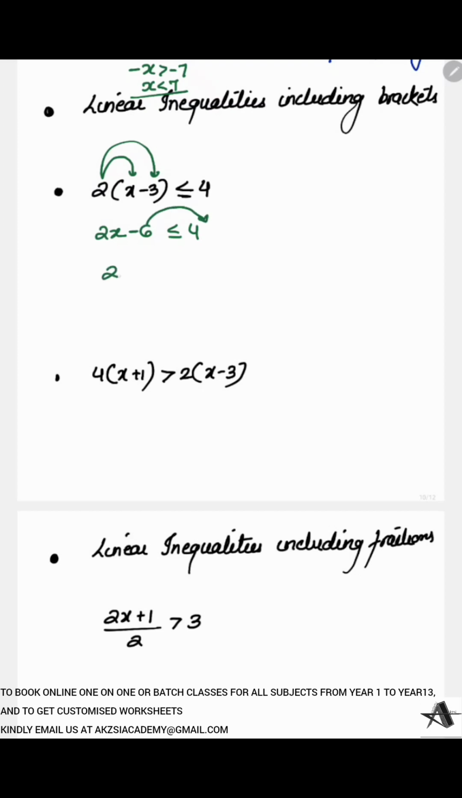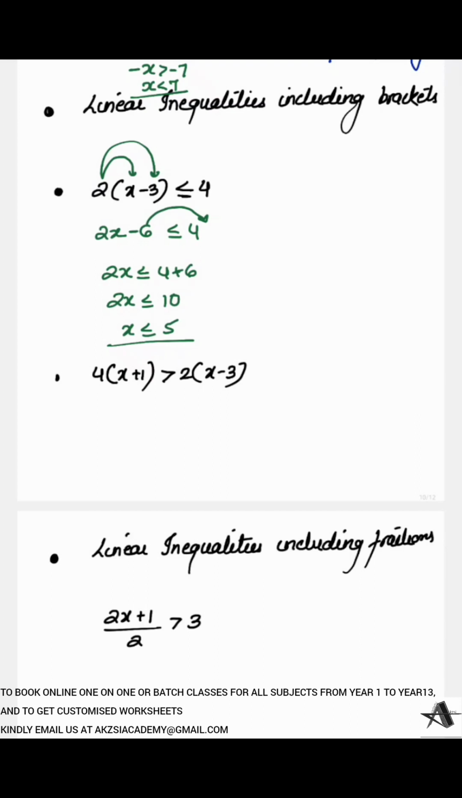You will get 2x less than or equal to 4 plus 6. 2x is less than or equal to 10, obviously 6 plus 4 is 10. And finally, to isolate x, we need to divide both sides by 2. So x is less than or equal to 10 over 2, which is 5. This is the final inequality.